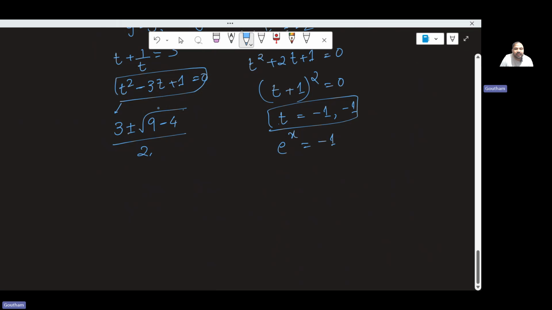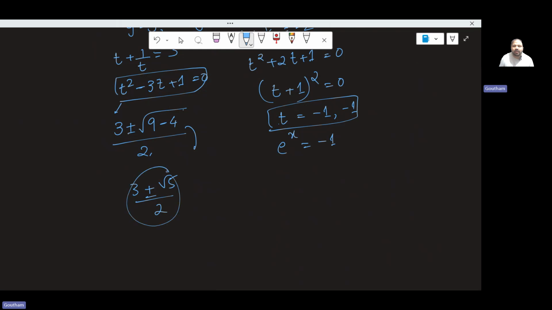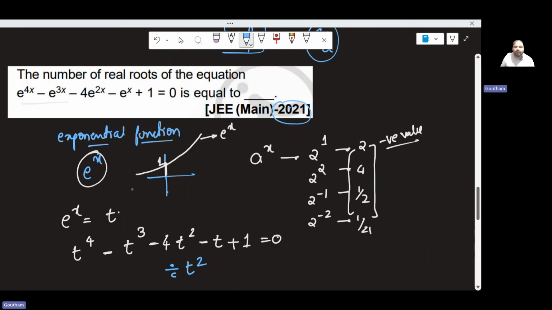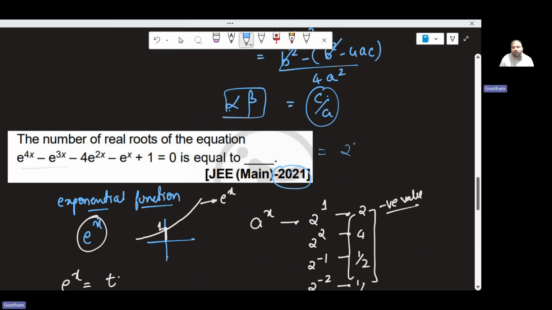Now again you can see, are there any real roots for this? Yes, there are real roots. So 3 plus or minus, you don't have to solve because they are not asking us the roots. They're asking just the number of real roots, right? 3 plus or minus root 5 by 2. Is this a real number? There are two real numbers, definitely. Hence, the answer for this one would be yes, this was a numerical question. The number of real roots would be 2.